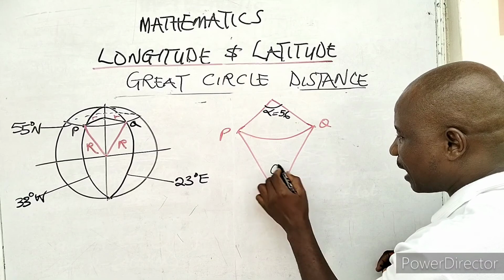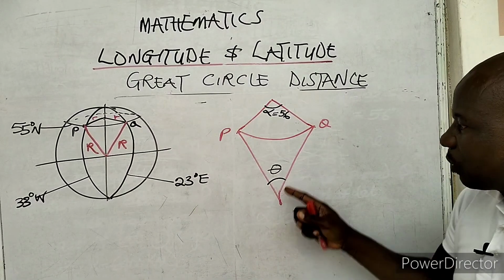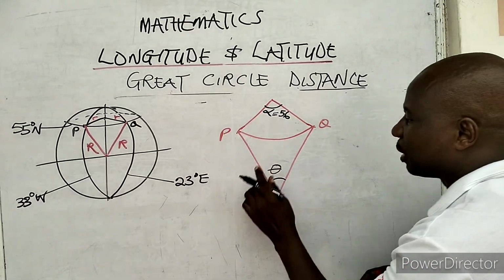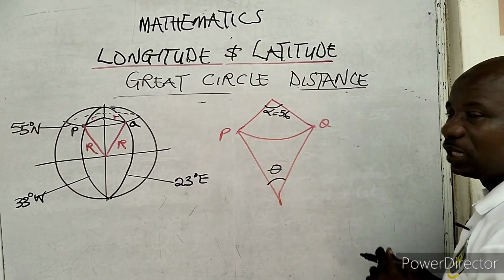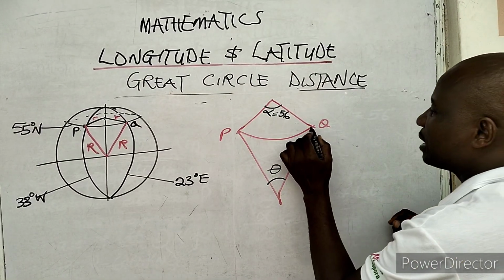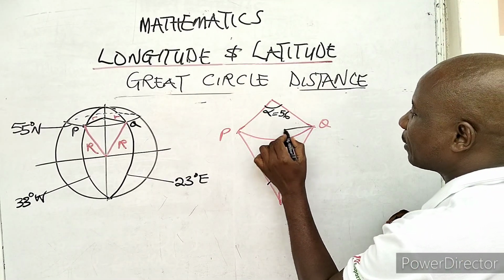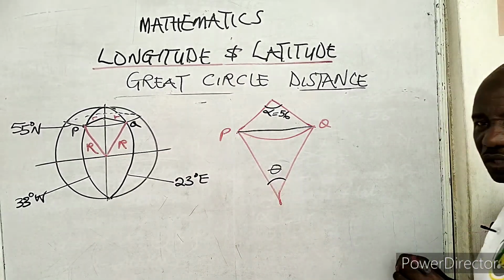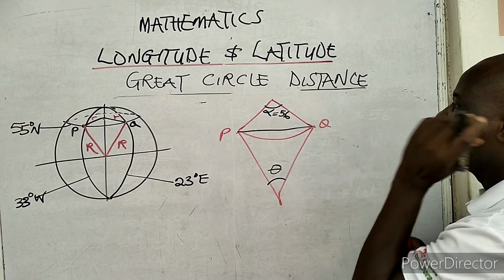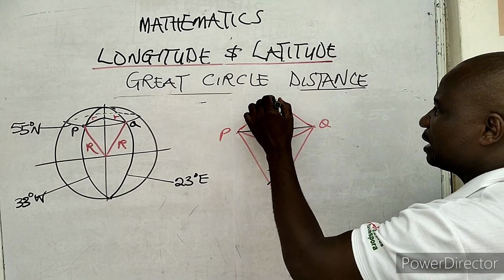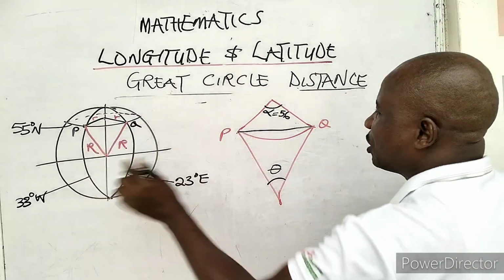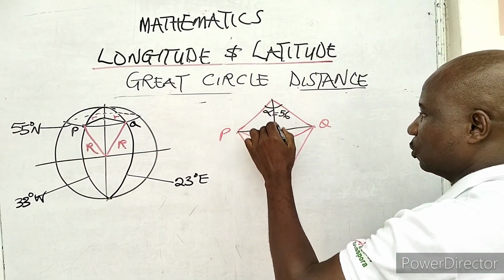But this angle, theta, I don't know. I don't know this angle. It is this angle that will enable me to calculate the distance along the great circle. Now, if I draw it like that, you know, this is a chord. This is a chord. And I have my Greenwich meridian.